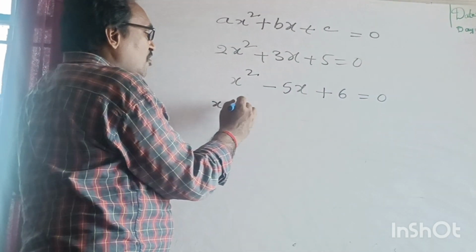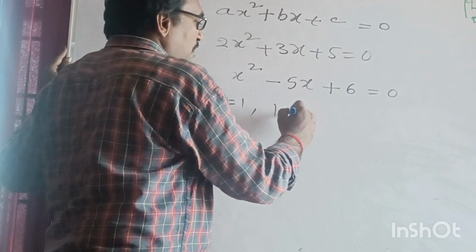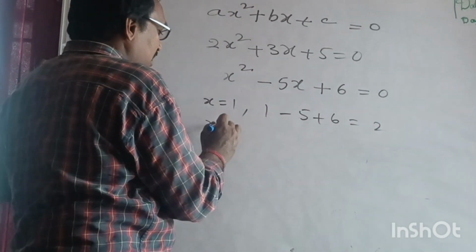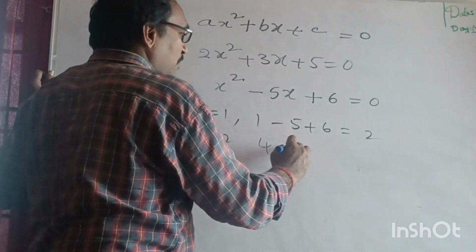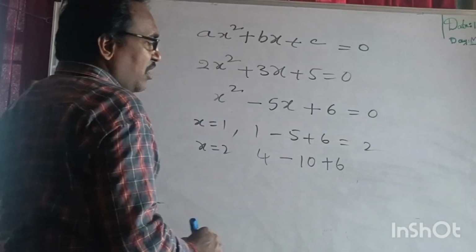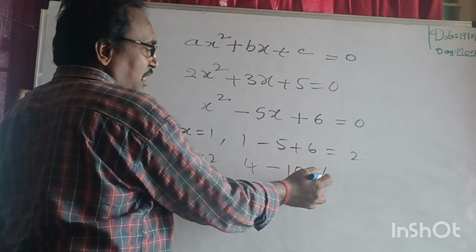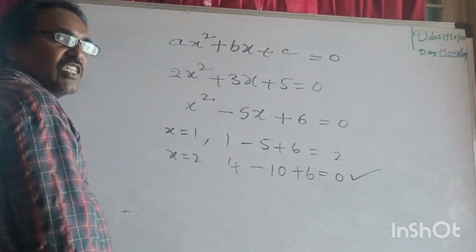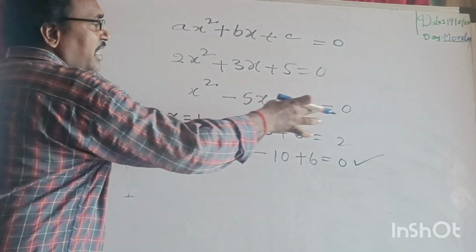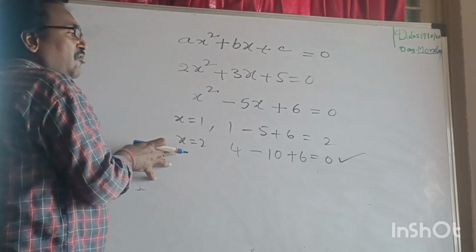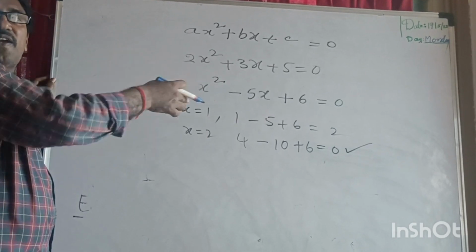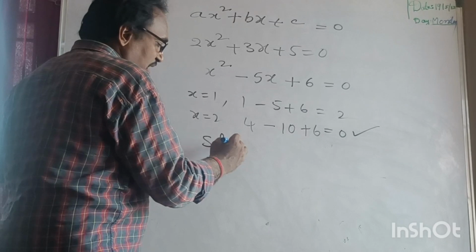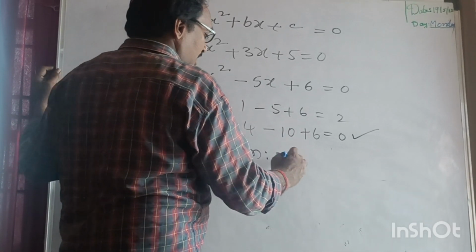Let me suppose x is equal to 1. What happens? 1 square is 1, minus 5, plus 6, gives you 7 minus 5, which is 2. Suppose x is equal to 2. 2 square is 4, minus 10, plus 6. 4 plus 6 is 10, minus 10 is equal to 0. Satisfied. Satisfied means both left hand side and right hand side are equal for some variable value. Then we say that value is satisfying the equation. That is also called a solution. So here a solution for the given equation is x is equal to 2.